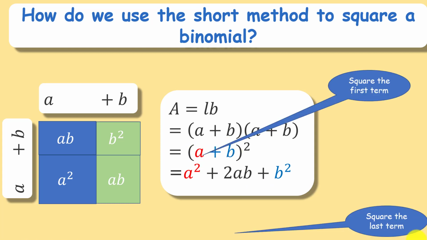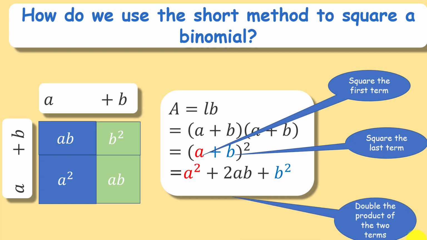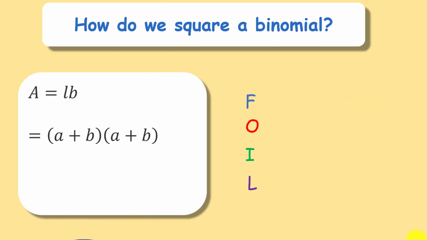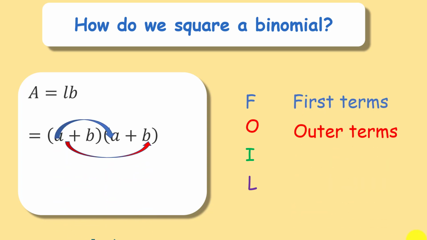So we multiply those two terms by each other and double the answer. So we square the first term, we square the last term, and we double the product of the two middle terms. This is an easy way or a short method to square a binomial. We can also use FOIL to square a binomial. We will get exactly the same answer.